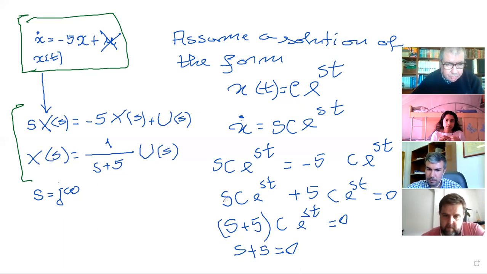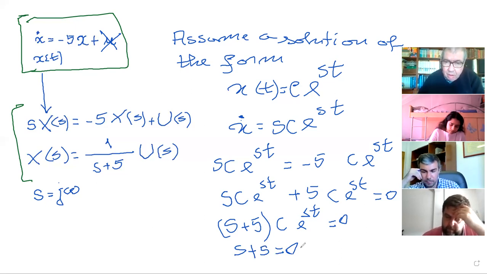You have a product of two factors, S plus 5 and C exponential of ST. Now, C is a constant, which should be different from 0, otherwise X is 0. X equal to 0 is a solution, depending on the initial condition, but let's rule that out. So assume that C is different from 0. What about the exponential? We know it never vanishes. So you have something that is never 0 multiplying S plus 5, so S plus 5 must be 0.